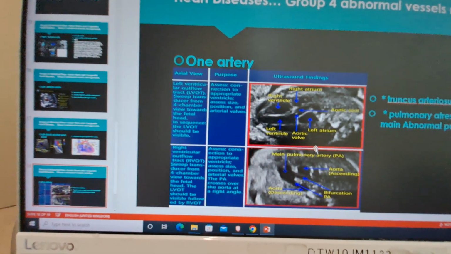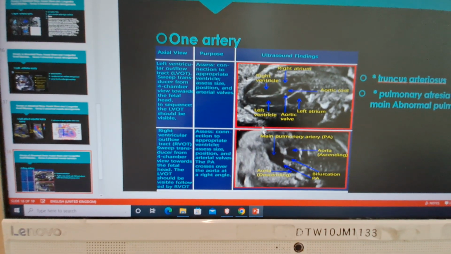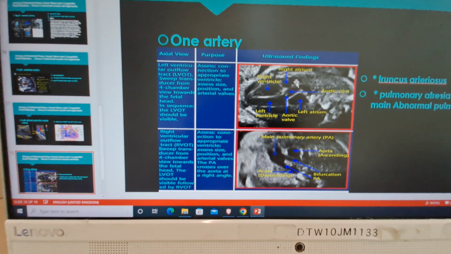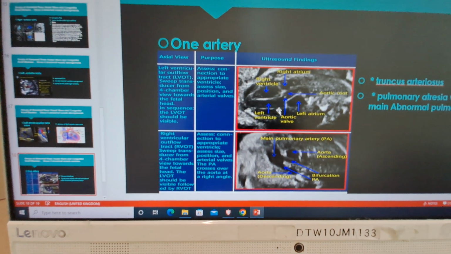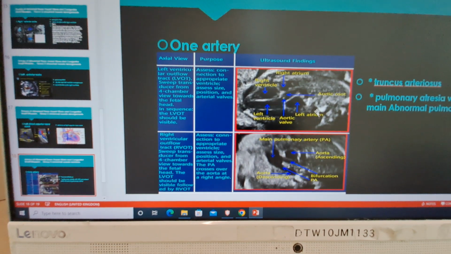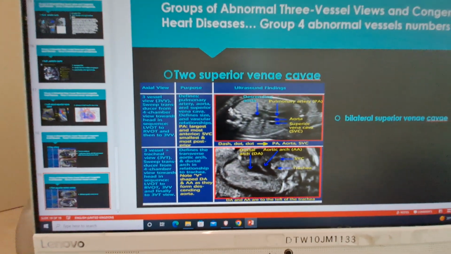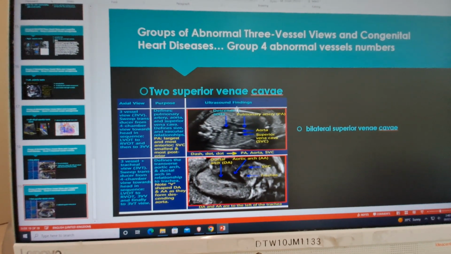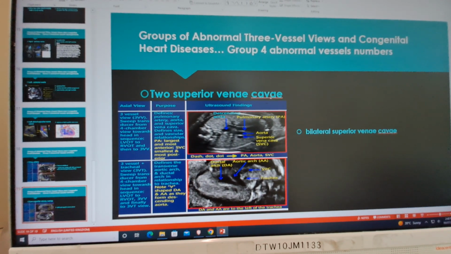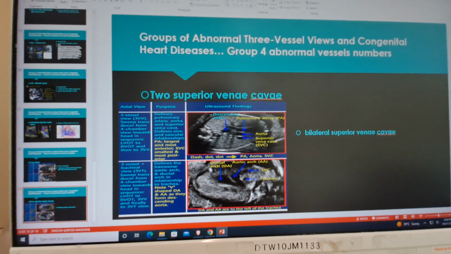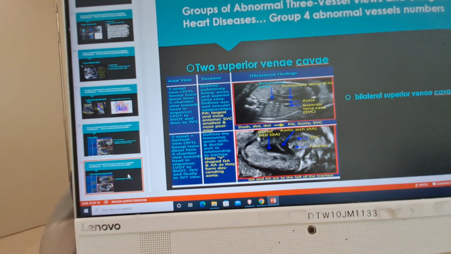This is just, I selected the normal pictures of the left outflow, and you can see the aortic root. This is the right ventricle, right atrium. This is the left ventricle going to the left outflow and the left atrium. So now we can see another abnormality of the vessel number, which is two superior vena cava. That is also the bilateral superior vena cava problem. So you can know the venous system has defects.